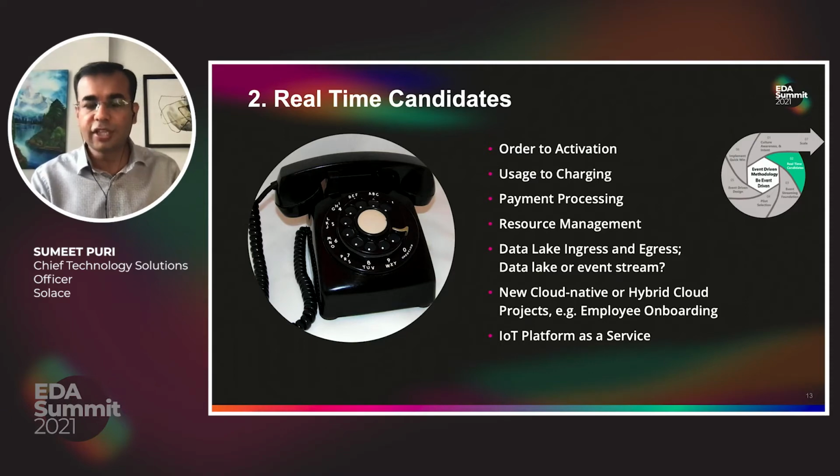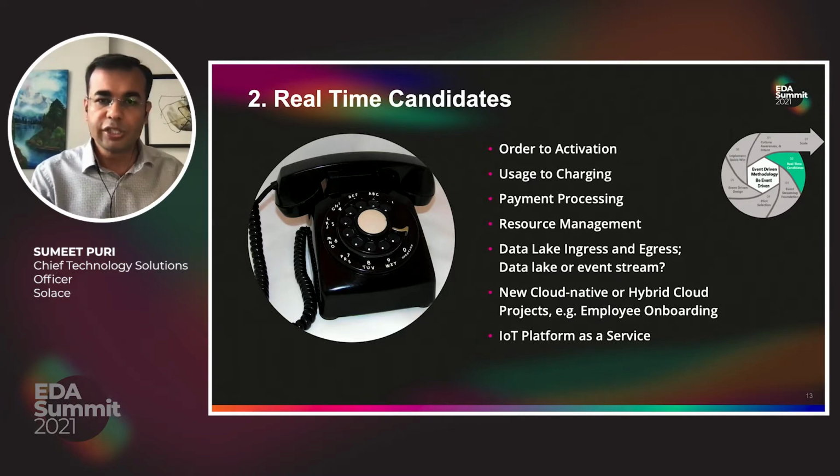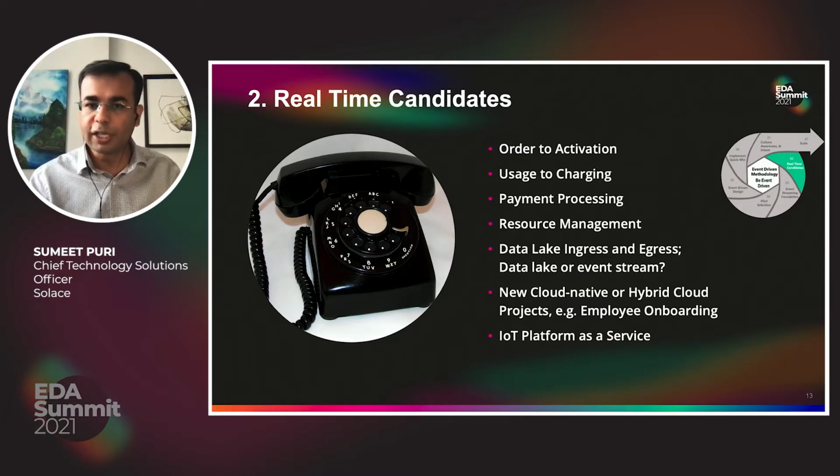Here is an example of a telco interaction I was having, where we prepared a list of the upcoming journeys which were going through digital transformation, whether it's cloud transformation or API transformation. From order to activation, usage to charging, payment processing, resource management. Some vertical problems, and then some horizontal problems: data lake ingress and egress, cloud initiatives, IoT platform as a service, etc. So make a list of all of these things, and we'll apply some rules onto these to pick one as a pilot.